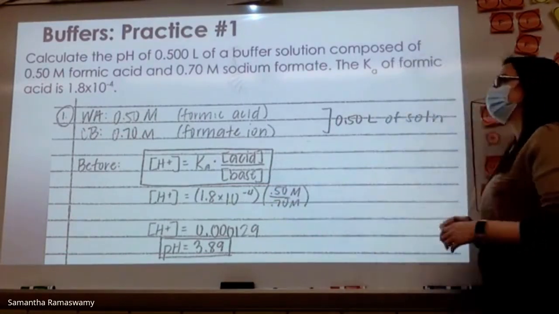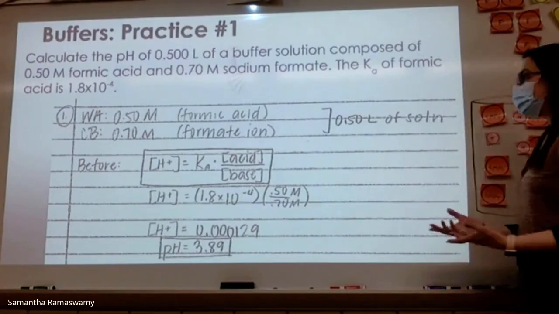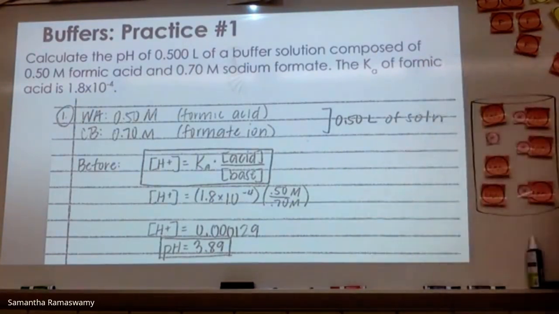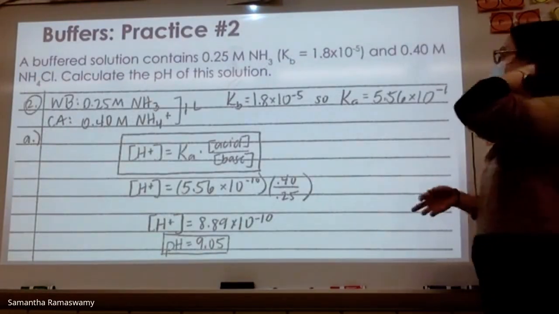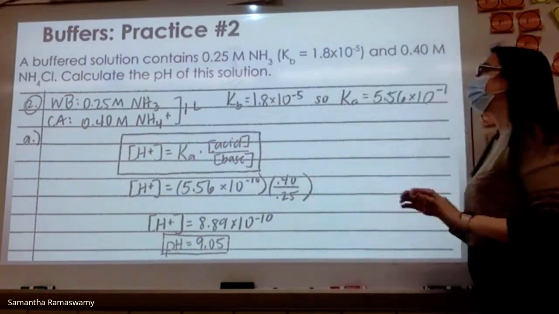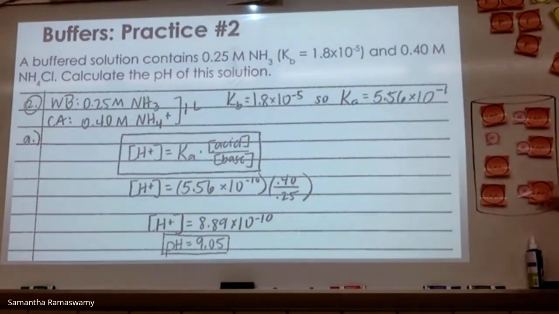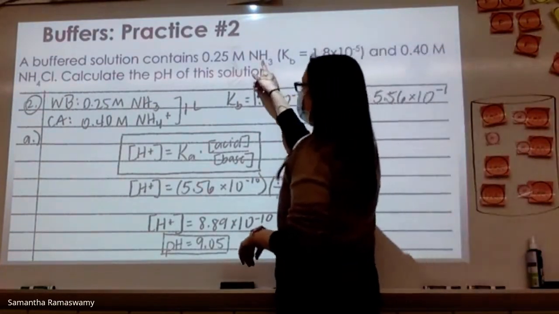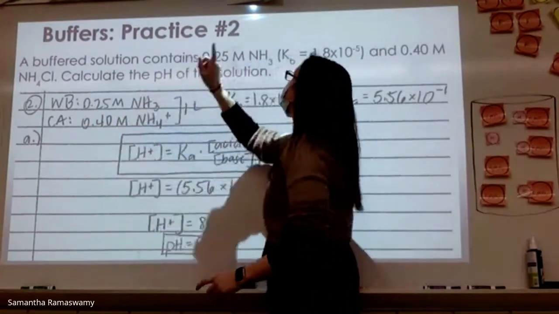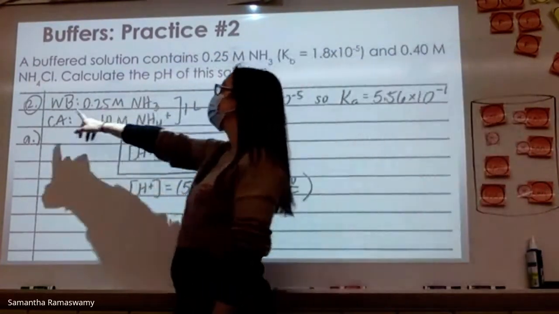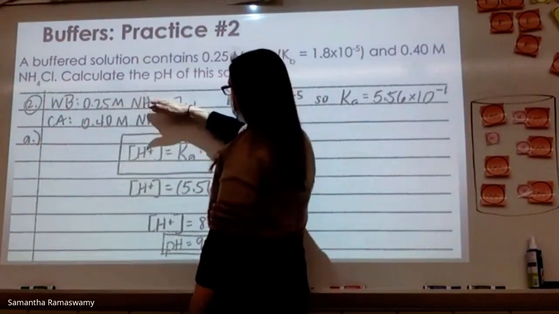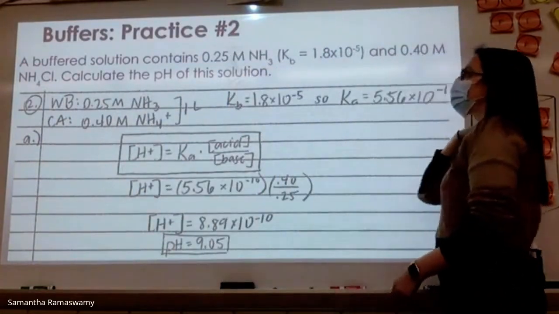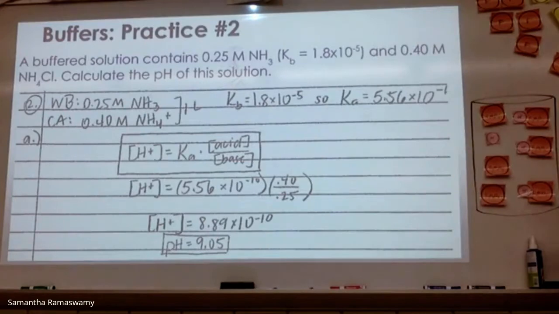Practice question 2 was also finding the pH of a buffer, but this was a little bit different because this gave you a basic buffer. So NH3 was the weak base, NH4 plus was the conjugate acid. So the basic part was NH3, the acidic part was NH4 plus. And they gave us the Kb of ammonia. Now the buffer equation does not change no matter what. But what that means is you need Ka in here, not Kb.